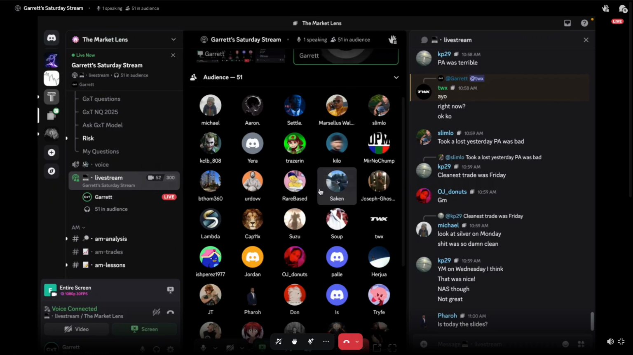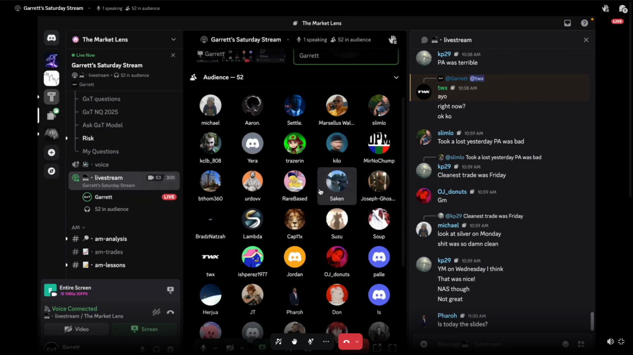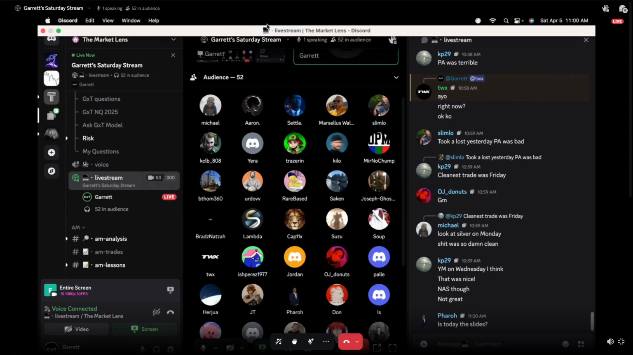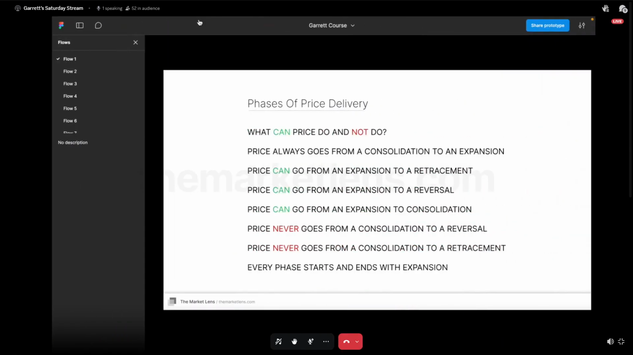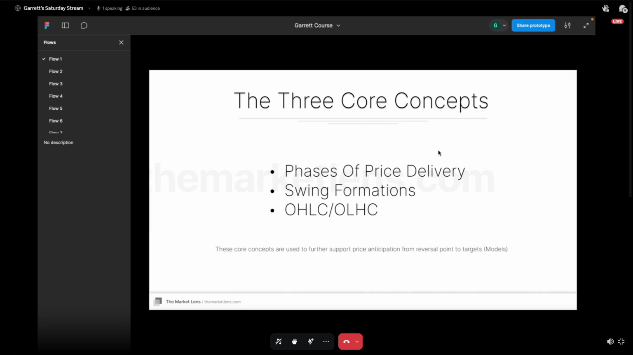So the first section, or first stream, is gonna be going over the core concepts that we trade and how to put them all together. So go back a little bit here. So phases of price delivery, that's one of the core concepts. Swing formations, right, on all time frames, and open, high, low, close, and that means profiling essentially, and obviously models. So we're incorporating all of these things around models, which models are just reversal points to targets, if you really think about it.